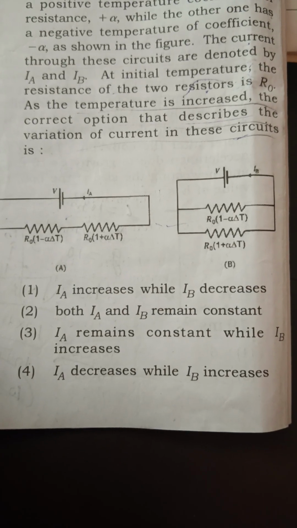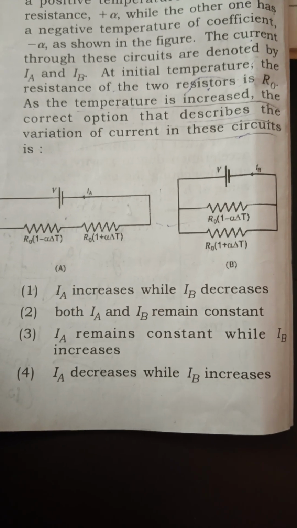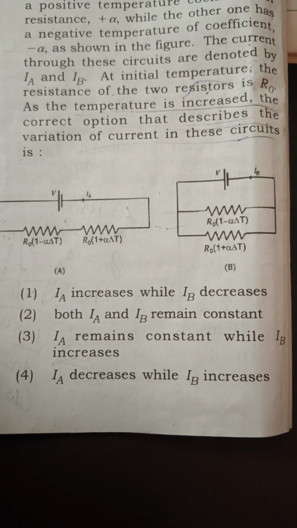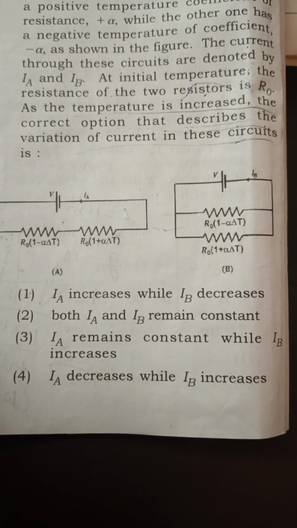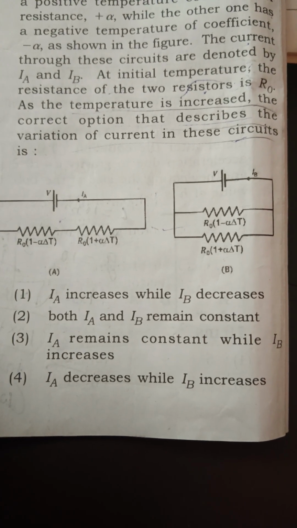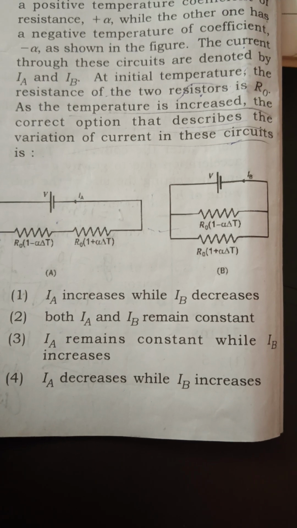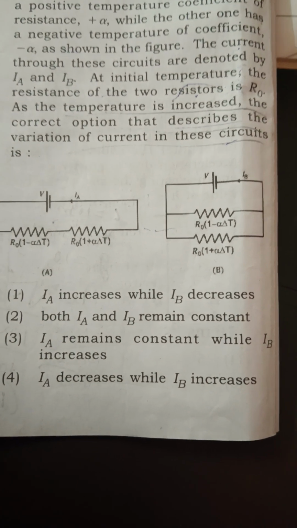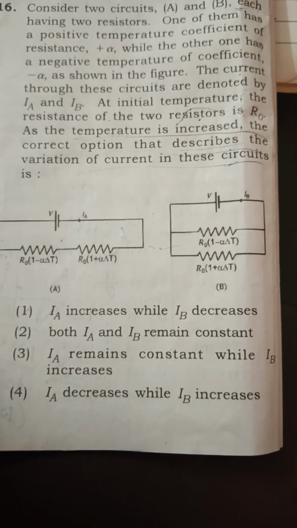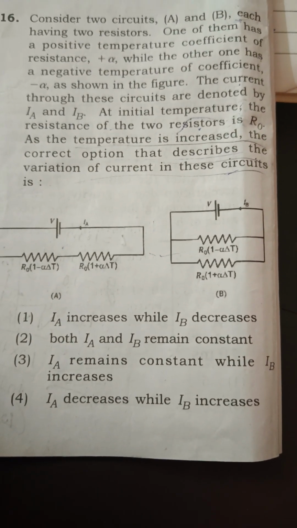Four options are there. In the first option, IA increases while IB decreases. Second, both IA and IB remain constant. Third, IA remains constant while IB increases. Fourth, IA decreases while IB increases. So this is the question, and we are going to do this.